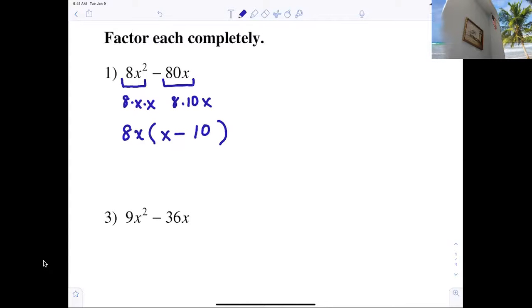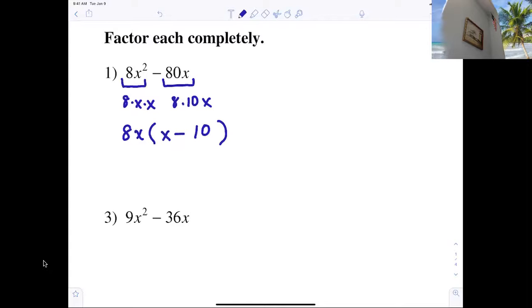And you can only take what? 1. If you tried to take 2, can I take 2 from the first bucket? Yes. But can I take 2 from the second? No, because there's only what? 1. There's only 1 in there. That's why they call it the greatest common. Common means it's in both buckets.